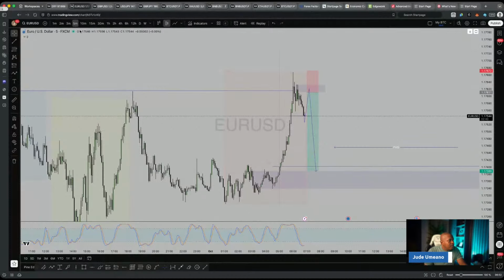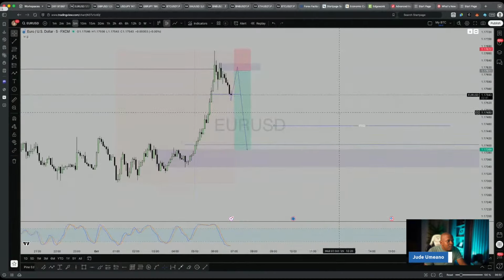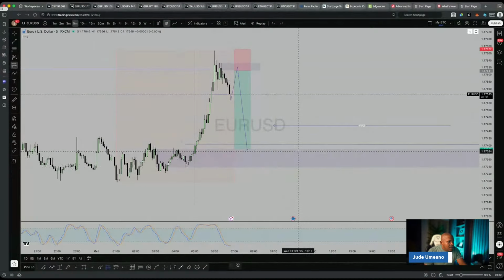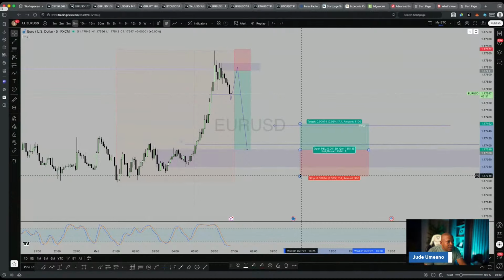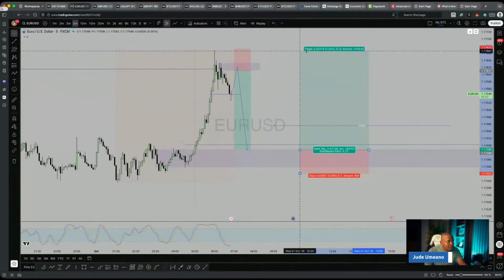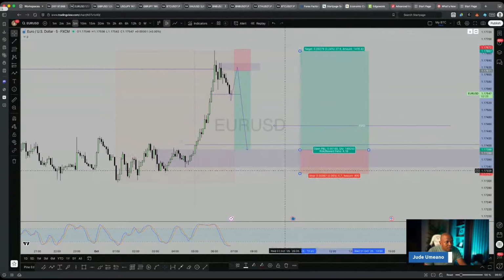What I'm trying to say is, from this region, when it gets to this region, I'm not going to just go ahead and say, okay, it has gotten to this region, I'm going to take a long position. It can happen actually. Take a long position, target the high. That is a 4.16 risk reward.